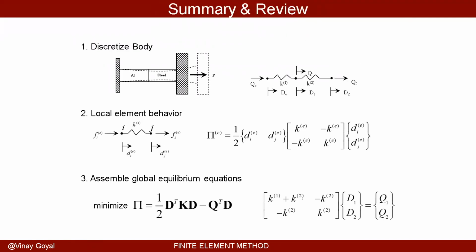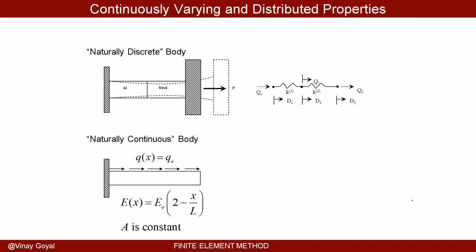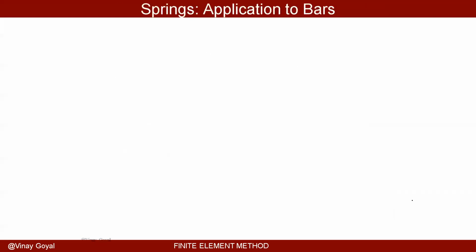In summary and review, I can discretize the body with spring elements. I can approximate the local element behavior, and I can write the energy equation for a single element, which looks like that. And then I can assemble the global equilibrium equations, which is going to look like that. And minimization of that is going to look like this. I get the same answer with the energy approach. Now let's take the example of a continuously varying modulus. What I want to do is now apply this to bars, to bar structures. So you can see how that works out.